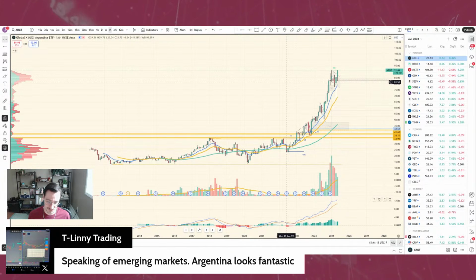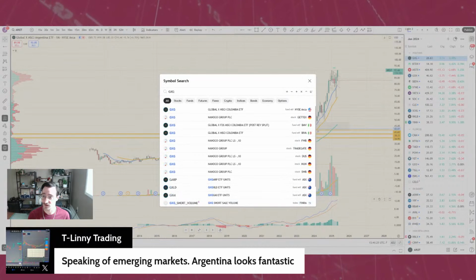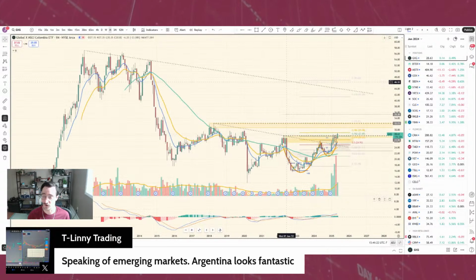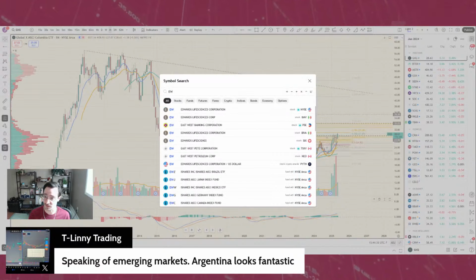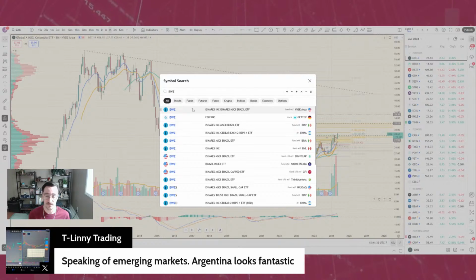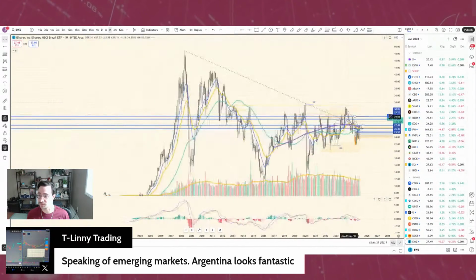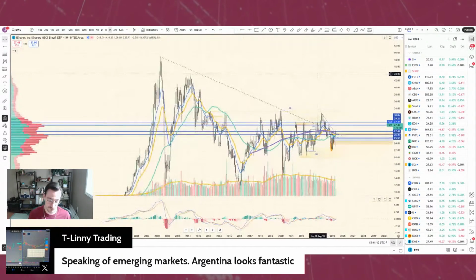I would love to see Colombia, who's following a similar trajectory politically. I would love to see that happen here too. And Brazil as well, I think, is very, very undervalued personally. There we go. So yeah, big bases, tons of space. I'll give you a few more here.